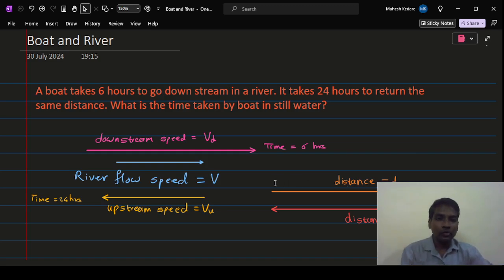When it travels downstream, the boat goes through the distance of d as I have shown here, and when it travels upstream it travels the same distance, because in the problem it is given that the boat is returning to the same point from where it started. So first it traveled a distance of d in the direction of river flow, and then it traveled in the opposite direction of river flow through the same distance so that it arrives back to its original spot as seen from the ground. So all measurements we are doing are relative to ground.